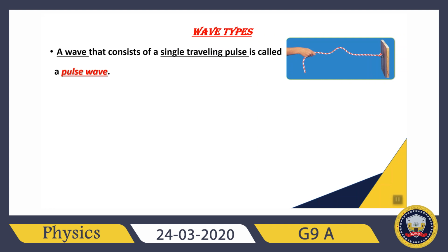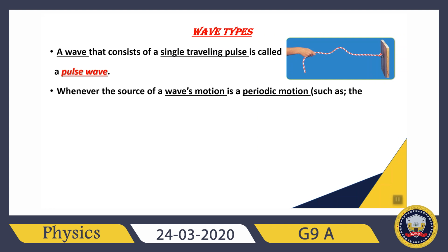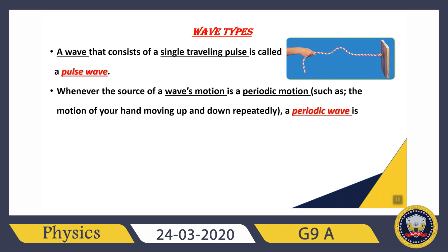So what happens if you repeat it many times, up and down, up and down, up and down the rope, or even your hand? You can try it with your hand. Whenever the source of wave motion is a periodic motion, meaning it is repeated many times, such as your hand moving up and down repeatedly, this motion is called periodic motion. The wave in such a case is called a periodic wave.